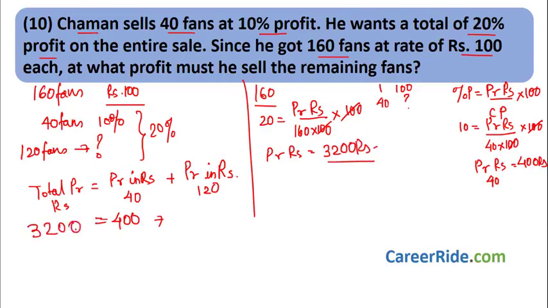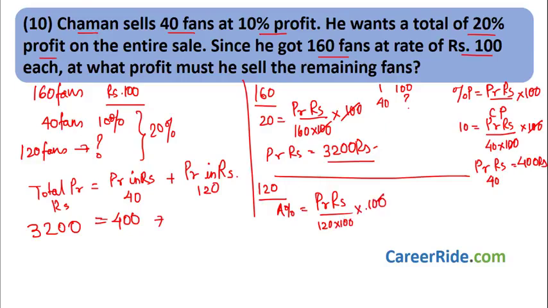Let's write over here. Now, profit in rupees for the 120 fans. 120 fans are remaining. Now, at what percent profit should he sell? We do not know. Let us assume that he sells it at A percent. Profit in rupees, do we know? No. What is the cost price for the 120 fans? 120 fans into each fan is 100 rupees, multiplied by 100. What do we get? Profit in rupees for 120 fans is 120 multiplied by A.